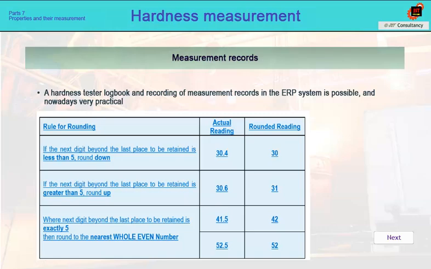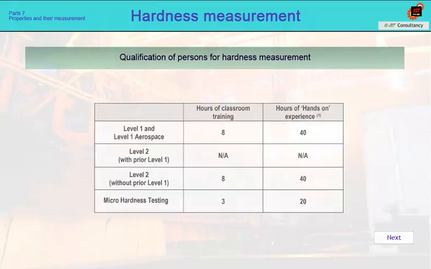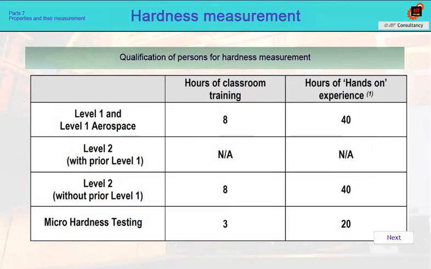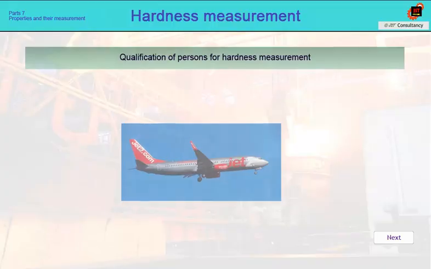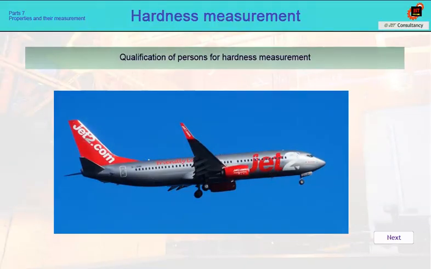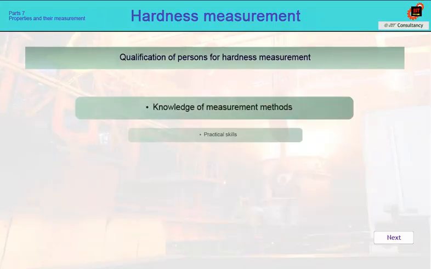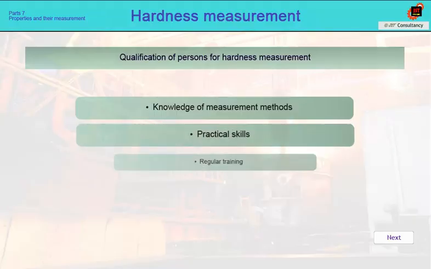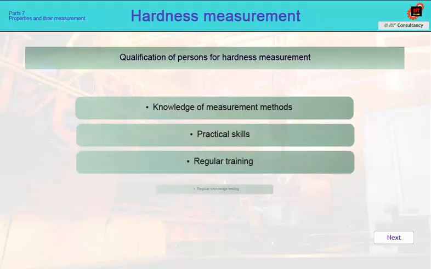If the measurement result after the decimal point is 5, the measured value can be rounded up or down to the nearest whole number. The qualification of the personnel is important for hardness measurements in heat treatment operations. There are significant requirements for these, especially if the operation wants to work under NADCAP for the aerospace industry. These personnel are required to have knowledge of the measurement methods, practical skills, to be regularly trained, and to have their knowledge regularly reviewed and tested.